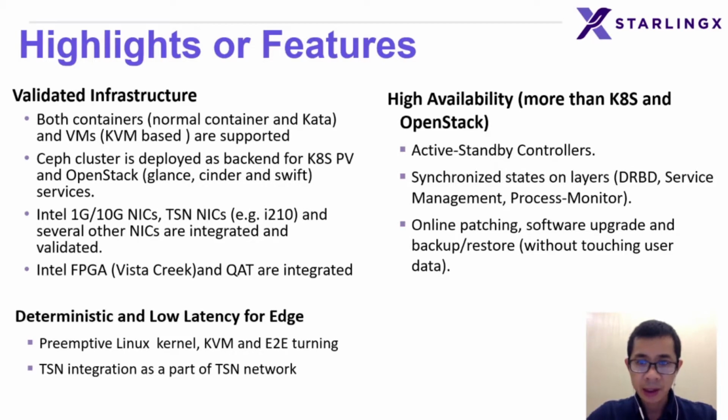Moreover, StarlingX has high availability, more than Kubernetes and OpenStack. Thanks to those features like active standby controllers, synchronized states by multiple layers like DRBD, service management, and process monitoring, and a few other features such as online patch, software upgrade, and backup and restore. All these make StarlingX a more reliable, scalable, and high availability infrastructure solution.